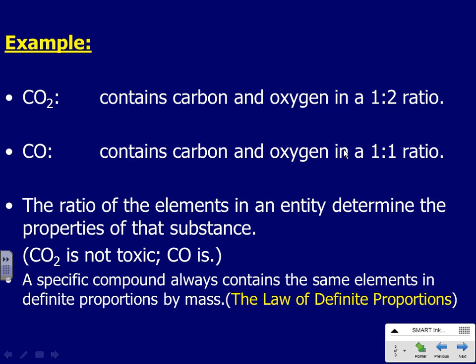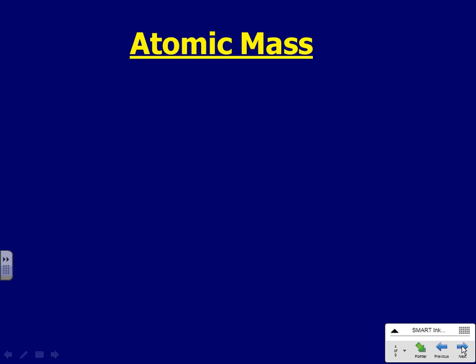Now, back then it was by mass. We now know that the proportions are by atom type, right? In this case, it's 1 atom of carbon to 1 atom of oxygen. But that's how scientists would have identified substances in the past. They would have used that ratio of the masses.